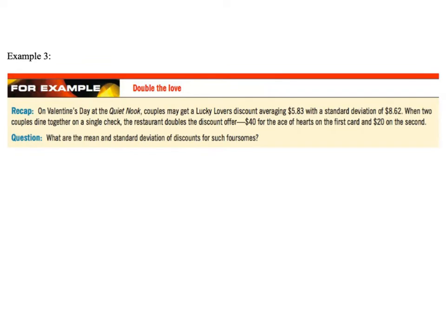So let's expand on this scenario further. Again, couples may get a Lucky Lover's discount averaging $5.83 with a standard deviation of $8.62. But when two couples dine together on a single check, the restaurant doubles the discount offer. $40 for the Ace of Hearts on the first card and $20 on the second. What are the mean and standard deviation of discounts for such foursomes? Okay, so what are we doing if we're doubling our discount? That's saying we're doing 2 times our random variable, which was our discount.